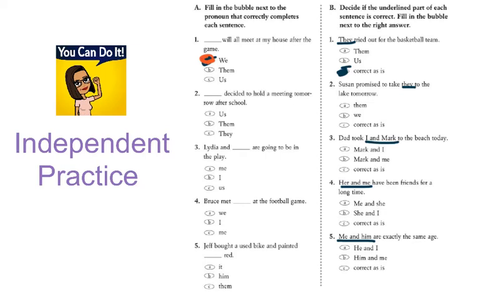Activity B says decide if the underlined part of each sentence is correct. Fill in the bubble next to the right answer. I already underlined the part of the sentence that you have to check if the pronoun was used correctly. If it wasn't, you have to choose the best pronoun that fits in the sentence. Number 1, they tried out for the basketball team, so it's correct. So I circled the last option. You can pause and check your answers in the next slide. Here are your answers. And if you have any questions or doubts on the topic, don't forget that you can contact me via email.